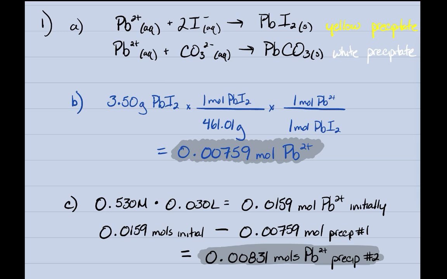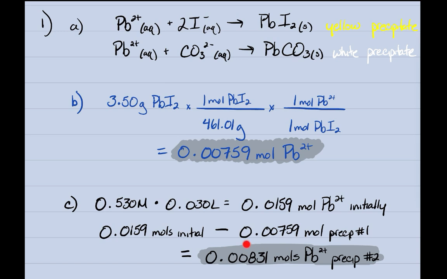Question C, how many moles of lead reacted to form the second compound? All right. This is kind of back to that idea of what was remaining after the first precipitate is what was initially there minus what precipitated, right? So when we do those questions about calculating ion concentration, I've said that you can figure out what remains by doing initial minus precipitated. So we're taking that idea, right? I know what was initially present. I can get that by concentration times volume, 0.0159 moles of lead initially. And then I'm going to subtract from that the moles that came out in precipitate 1.